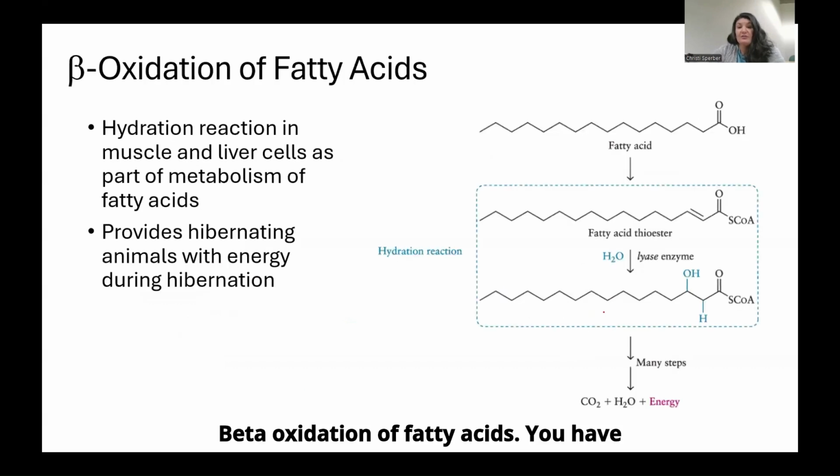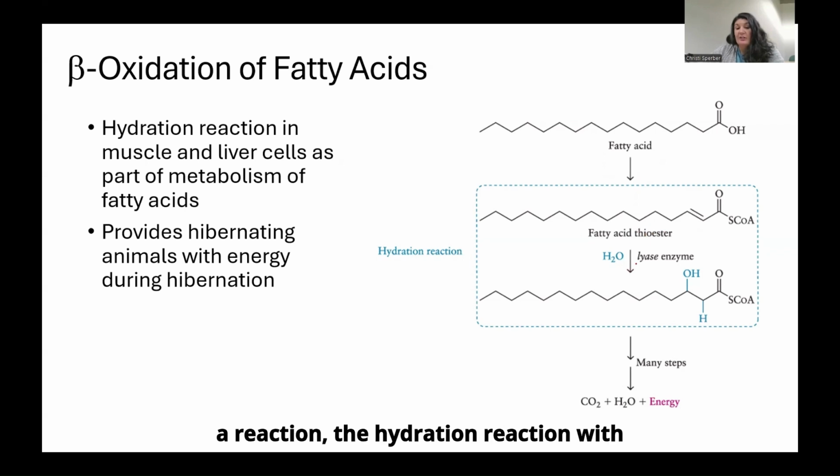In beta oxidation of fatty acids, you have the hydration reaction. It occurs in muscle and liver cells, and it's part of the metabolism of fatty acids. This provides hibernating animals with energy during hibernation. We have a fatty acid. It goes to fatty acid thioester in a reaction.